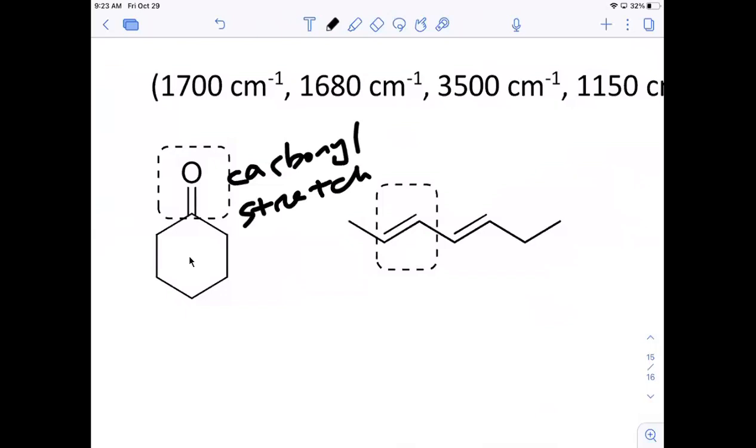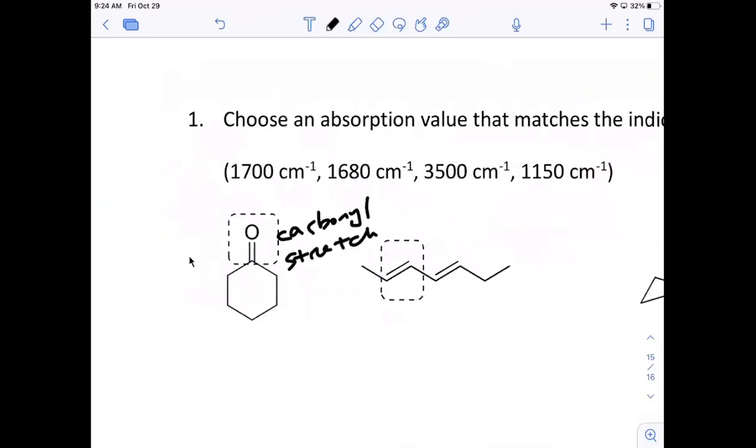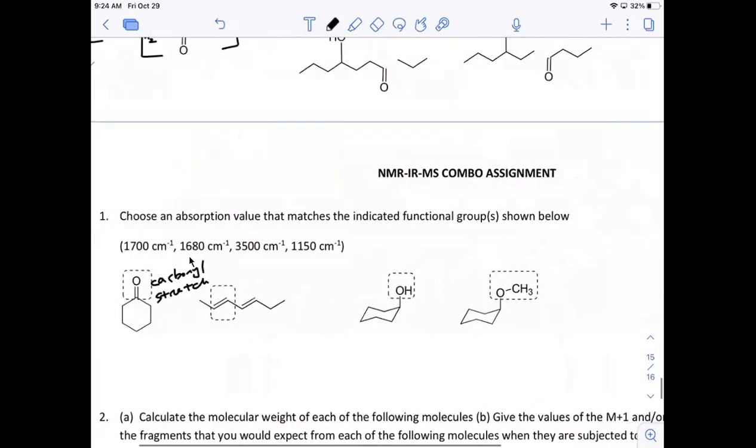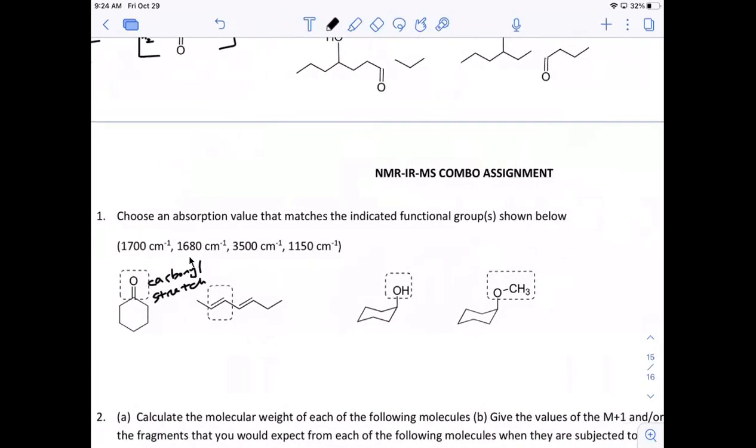Is it the 3500? 3500. Are you sure about that? No. The 3500. Which functional group is going to show up there out of these ones that are indicated here? OH. The OH group.